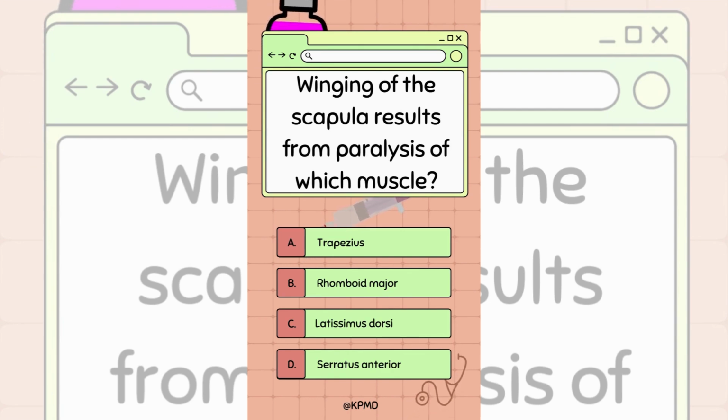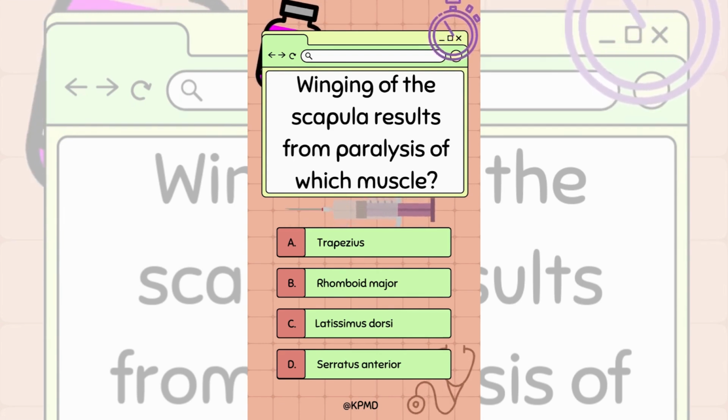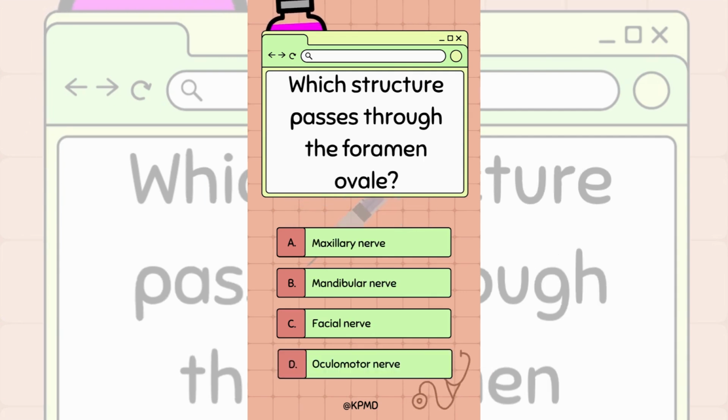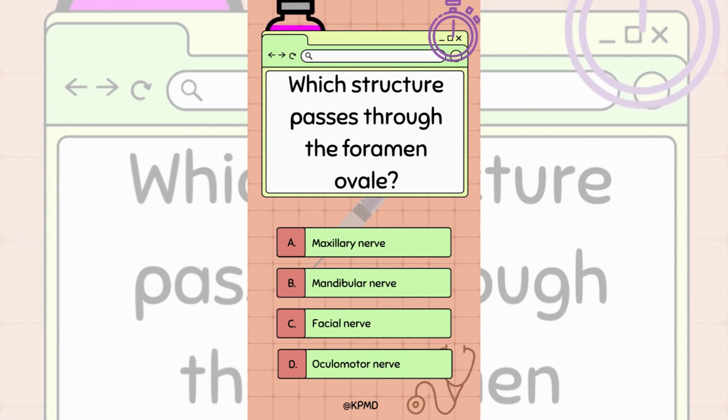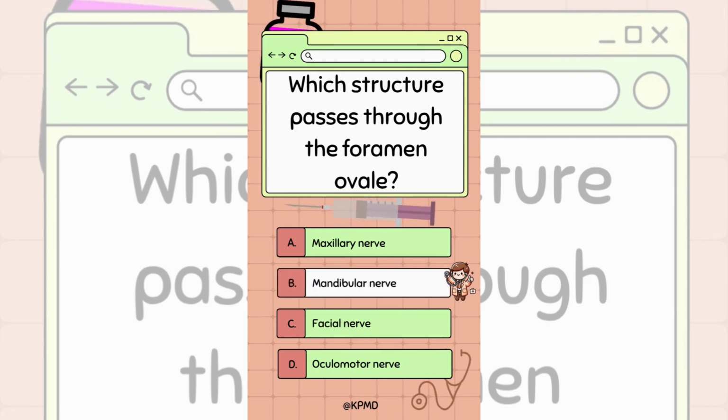Winging of the scapula results from paralysis of which muscle? Correct answer is D, serratus anterior. Which structure passes through the foramen ovale? Correct answer is B, mandibular nerve.